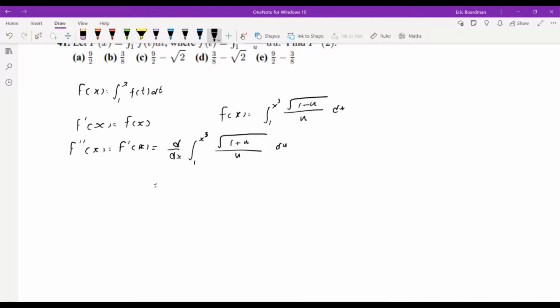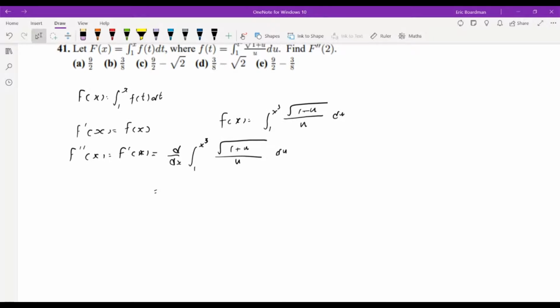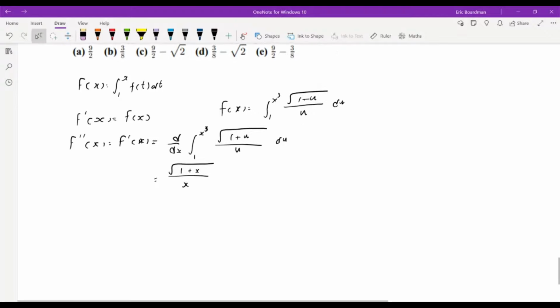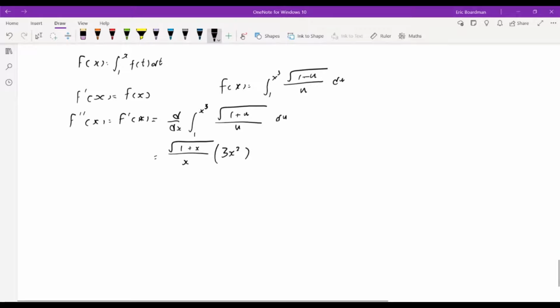So usually, if this was an x, this would just turn into square root of 1 plus x over x. But like I said, we have an x cubed, so we need to do something different. So we're going to keep the function as we would normally keep. So that's square root of 1 plus x over x. But we have to multiply by the derivative of the bound. So that's the derivative of x cubed, which is 3x squared. And I can see that one of these x's cancels, and then we get 3x squared of 1 plus x.